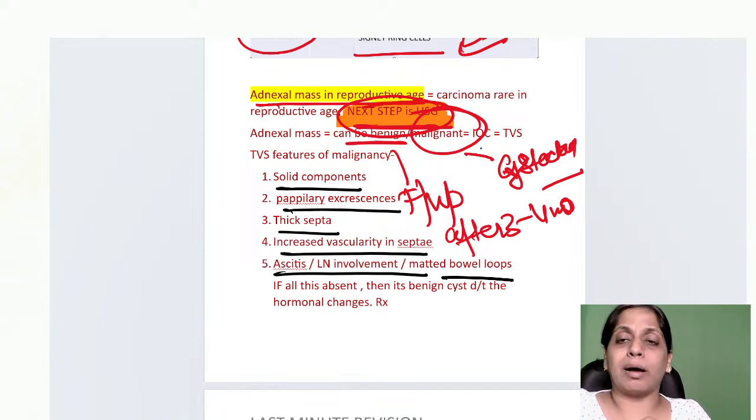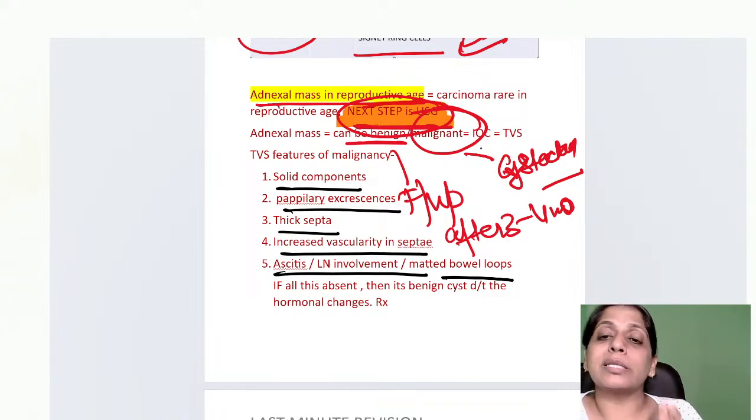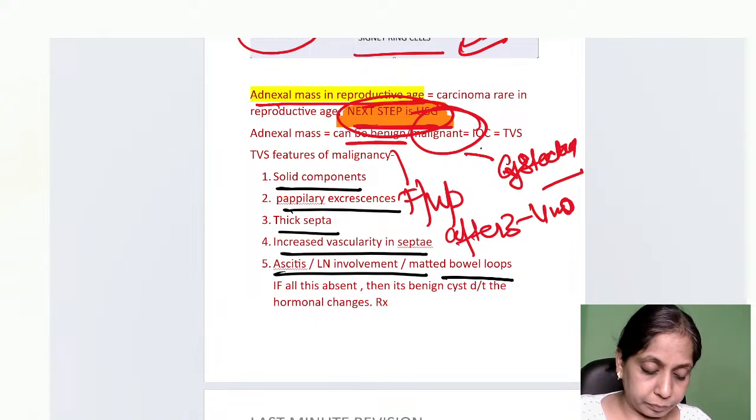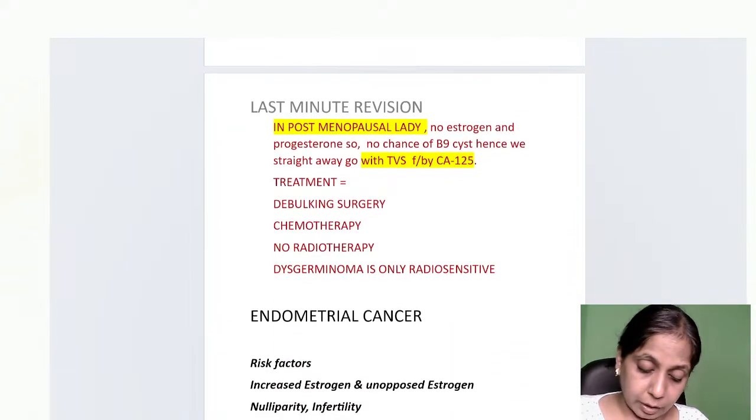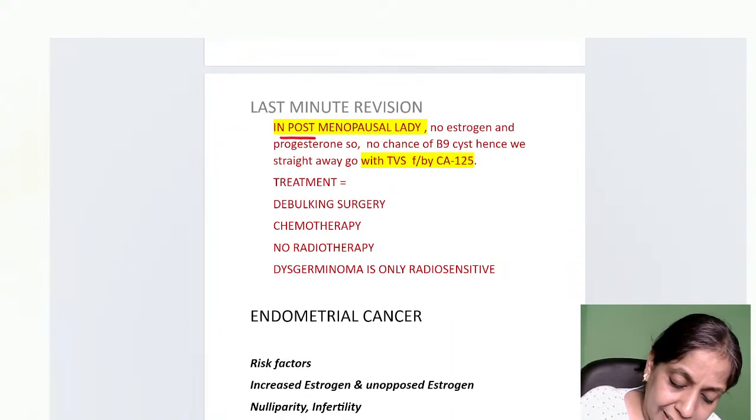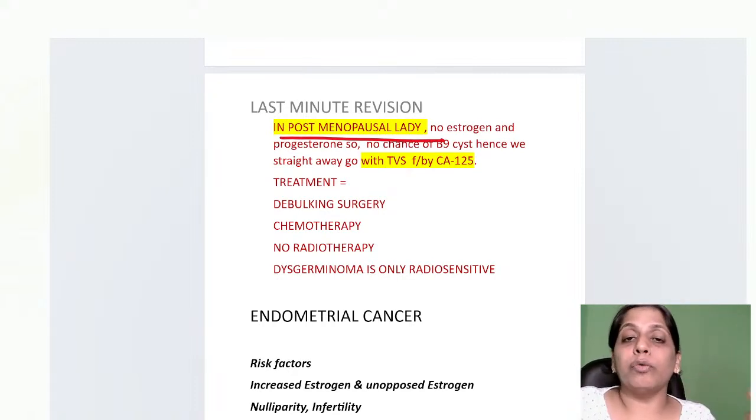Meigs syndrome is a fibroma, which is benign in form. It is not malignant. No doubt it is associated with ascites, but in spite of being associated with ascites, it is benign in form.